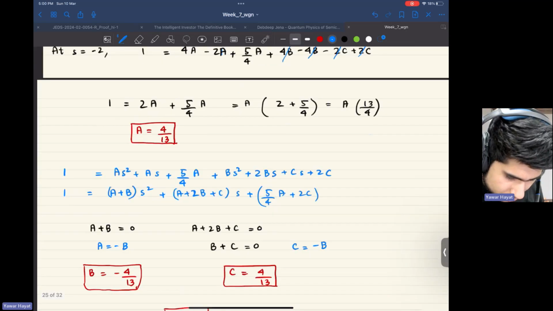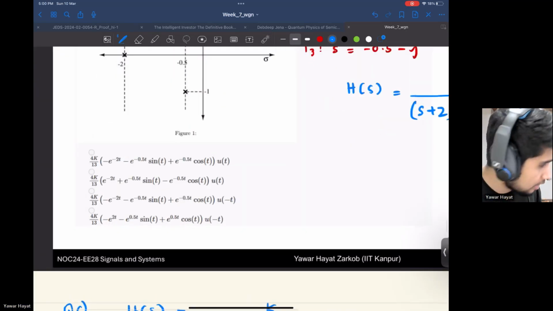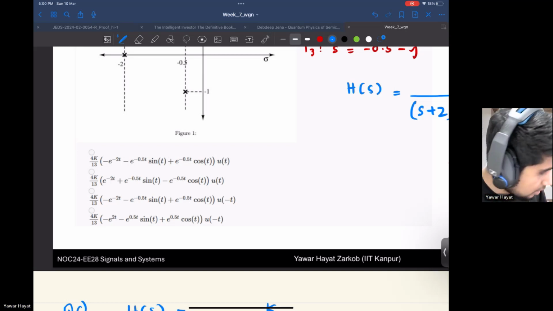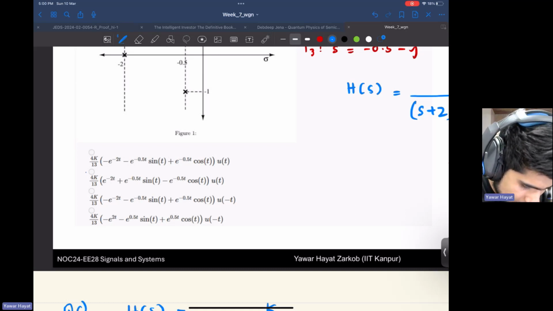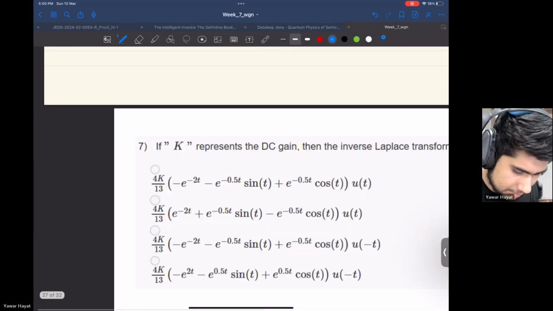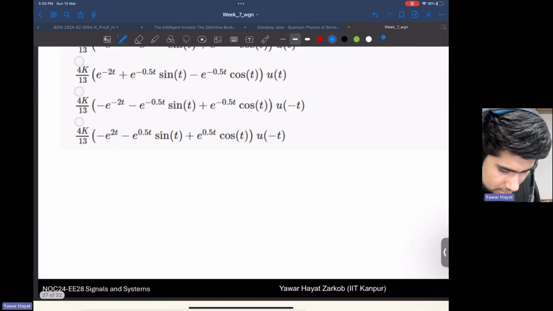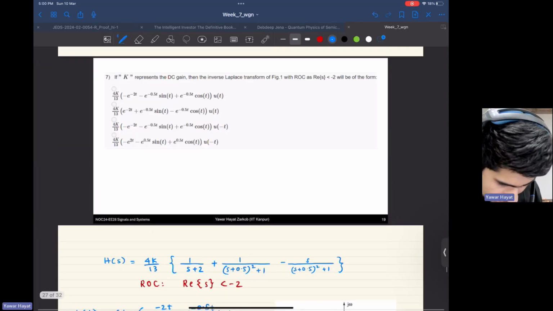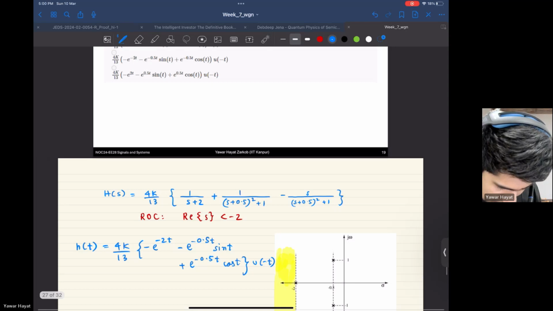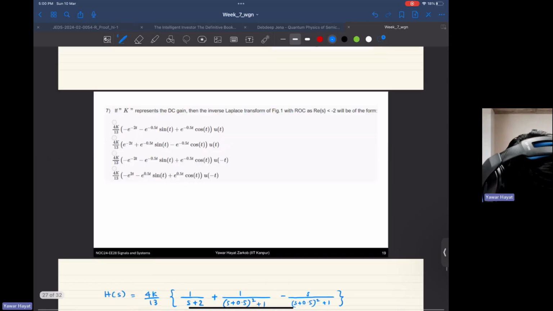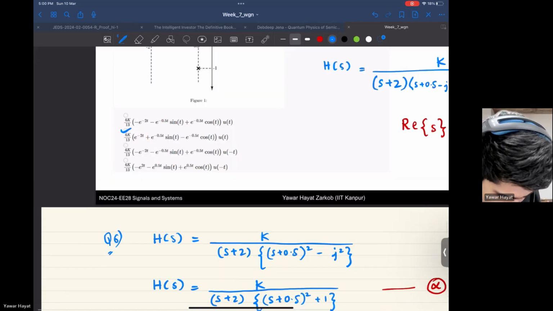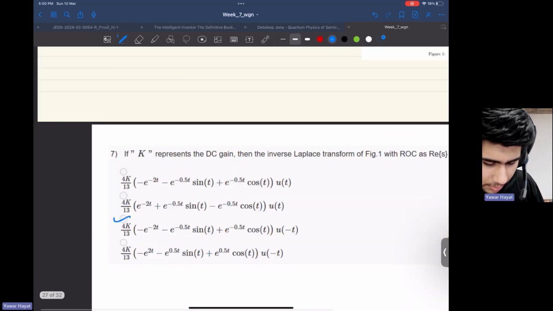so for the earlier one, which option was correct? For this one, option B was correct, I guess, right? Let's check it. So in our question number 7, minus, I guess C part, right? Yeah, oh, this is fine.